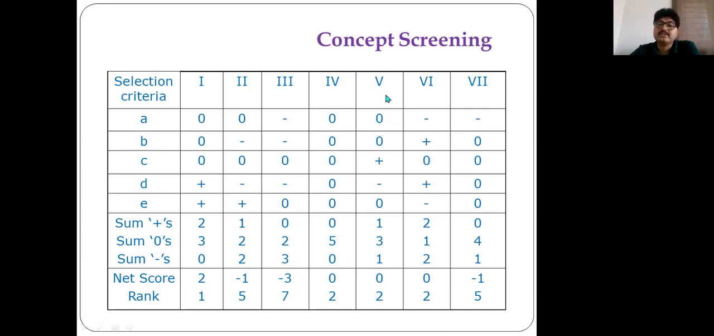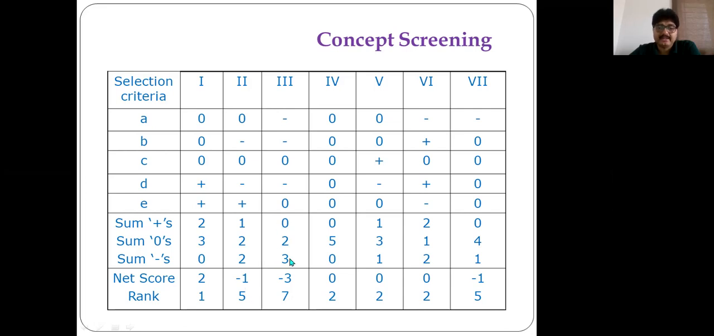After making this comparison, if it is inferior, minus; if it is superior, plus; and if it is the same, 0. You tabulate the results by summing up: all pluses are added up, all zeros are added up, all minuses are added up, and you get the net score. This net score, 2 plus, 3 into 0, 0 into minus, 1, is going to be 2. And here 1 plus, 2 into 0, minus 2 into 0, it is going to become minus 1.